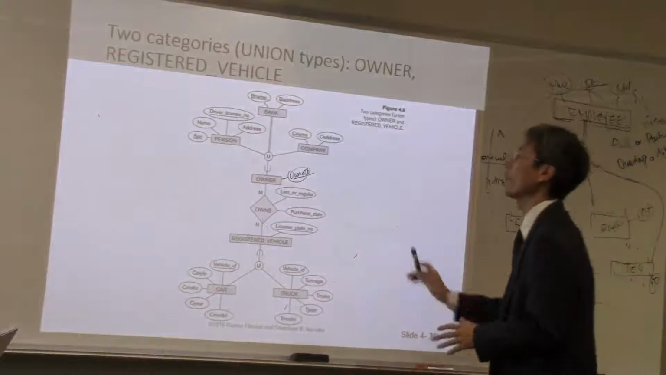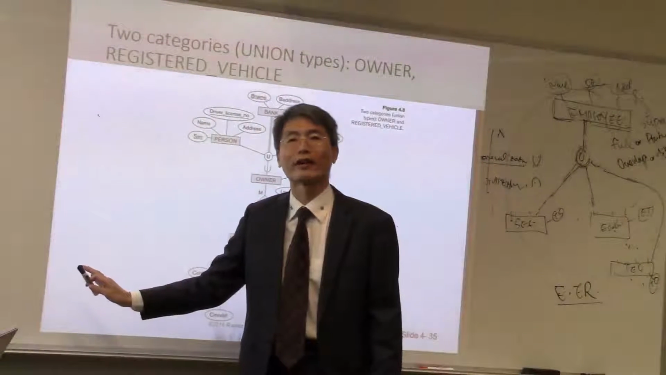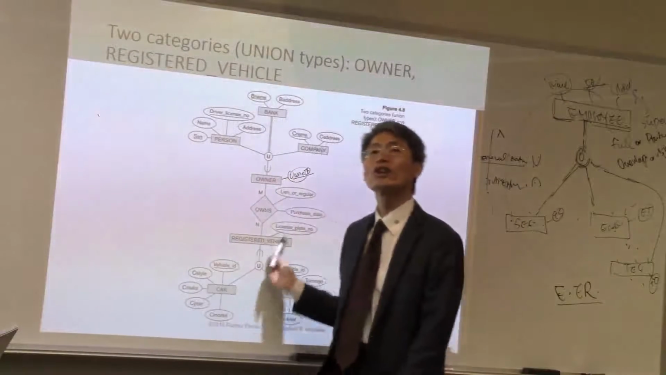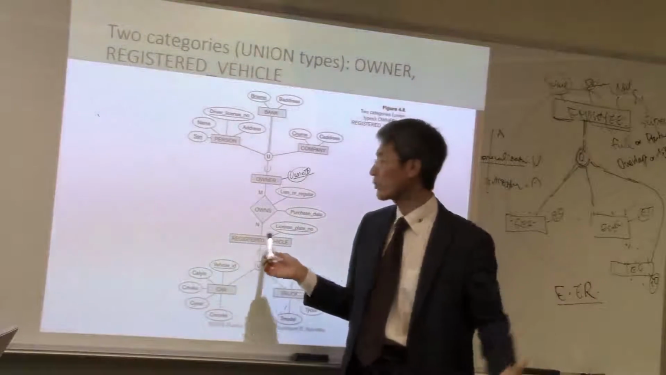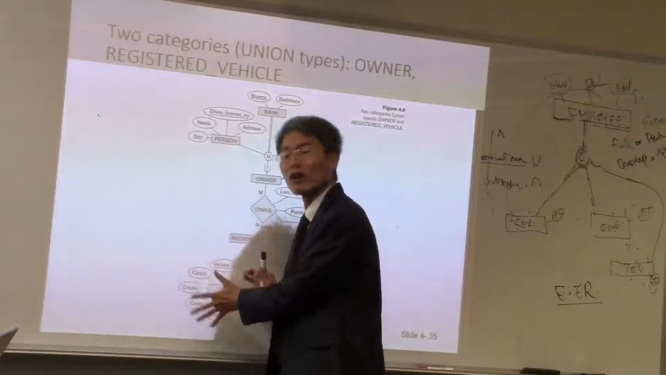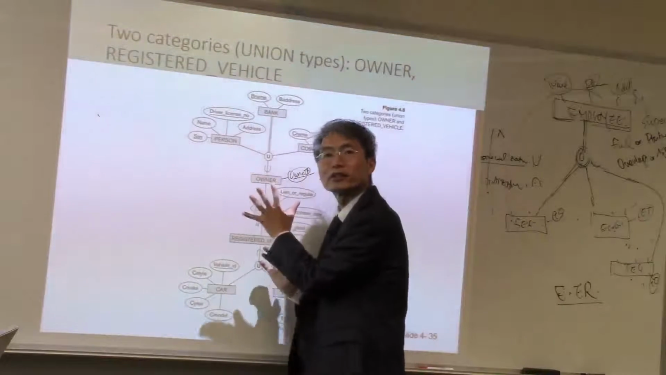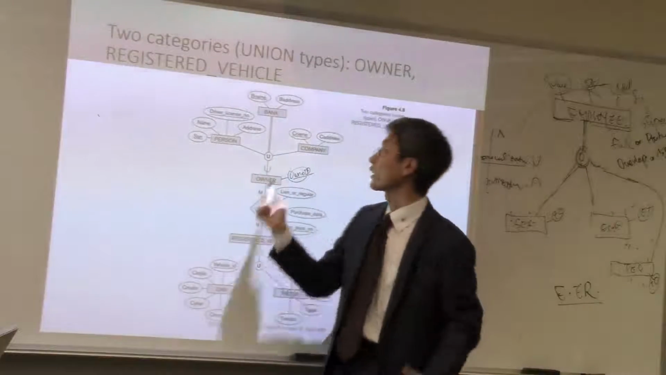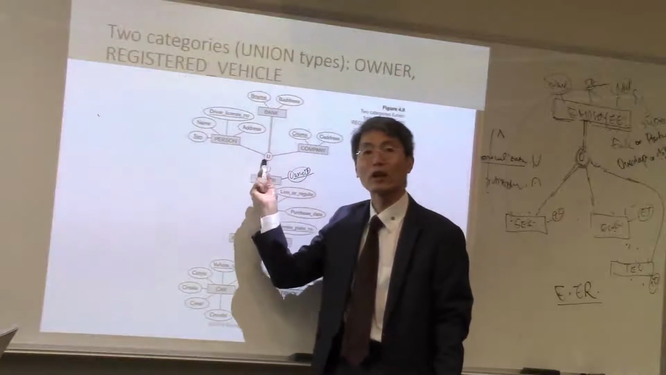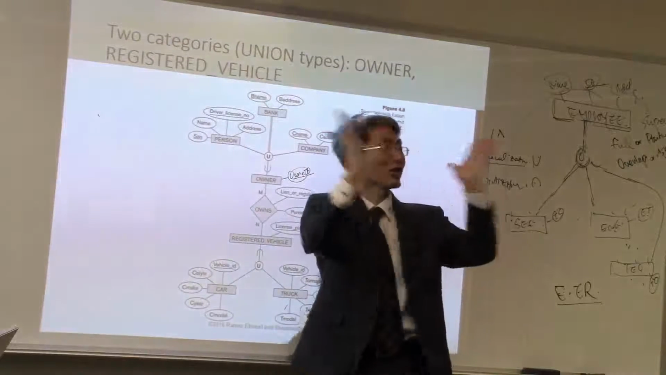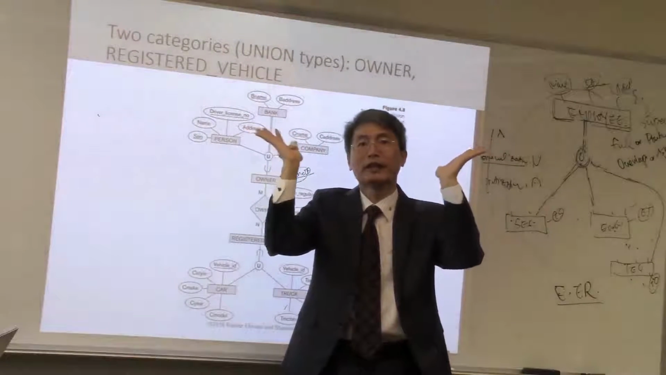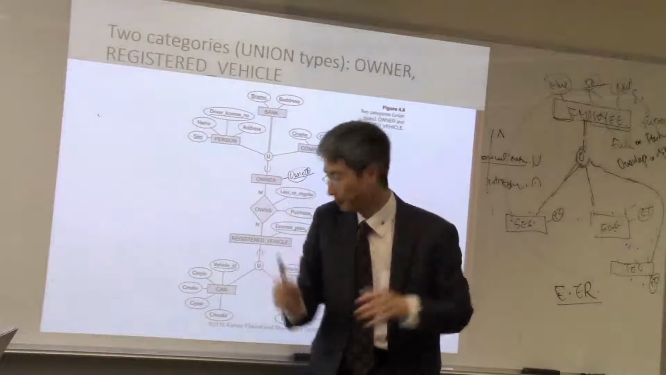Most of the case, you don't have to identify it from the ER diagram. Instead, you need to make the ER diagram from the requirement. That is the reason I do not emphasize this part. But as long as you can understand this is a union type, it's a superclass, but the superclass is categorized, then it's okay.